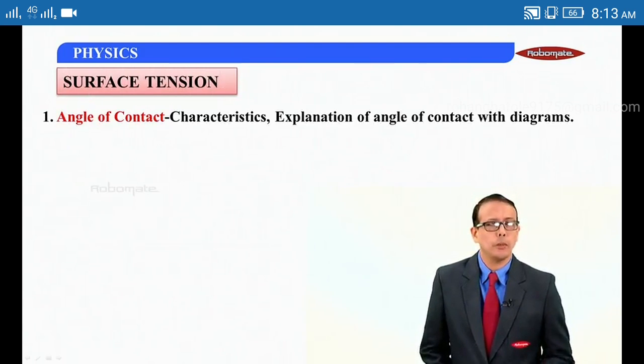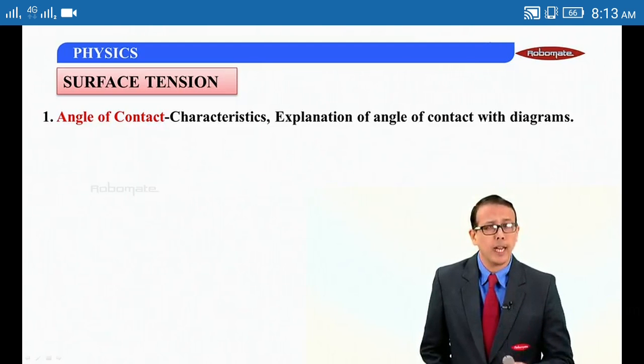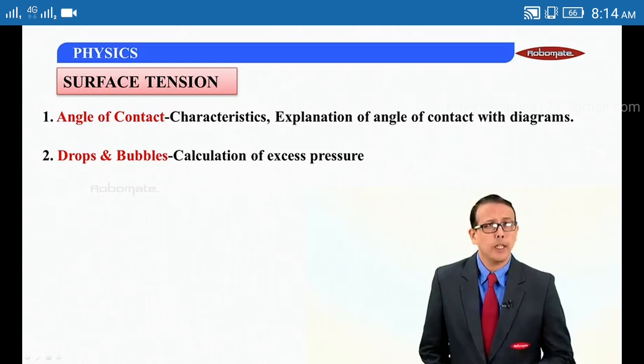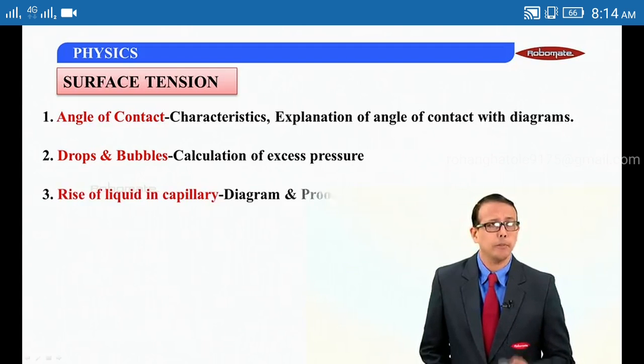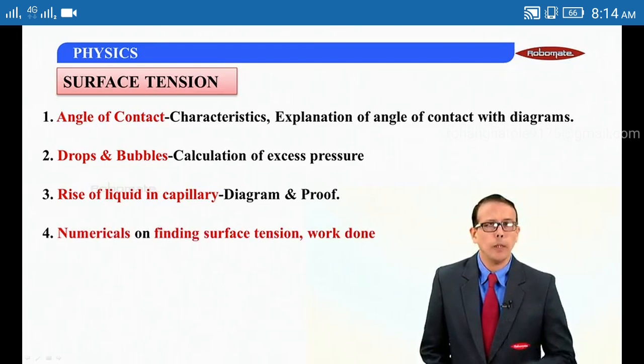Surface tension, students. The first important question here is the angle of contact, its characteristics, and explanation of the angle of contact with proper diagrams. Drops and bubbles, calculation of pressure, rise of a liquid in a capillary, the diagram and the expression for the rise of the liquid in a capillary, expression for h. And also numericals on finding surface tension and work done. Work done in increasing the surface area, or work done in splitting a drop into many droplets, or coalescence of many droplets into a single drop.